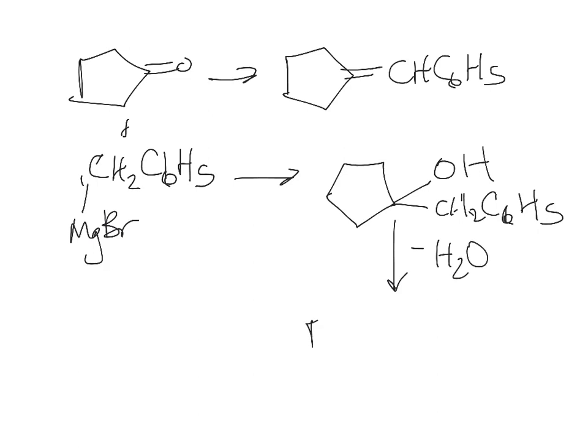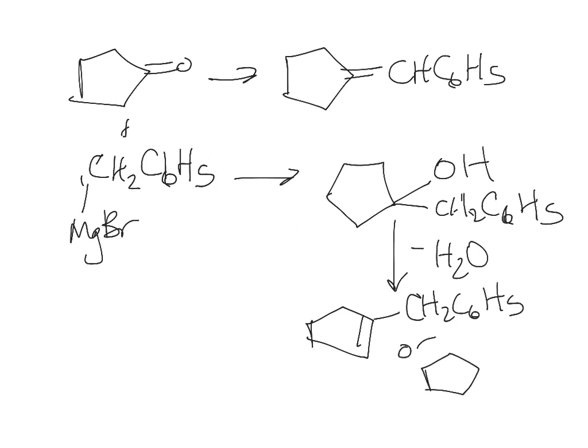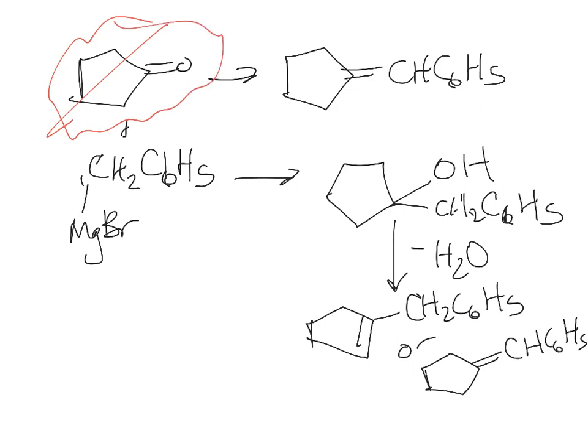The problem is the product that you end up with could be this one, or it could be this one. And one is not necessarily more substituted than the other. They're both tri-substituted. However, if you use a Wittig reagent and add a Wittig reagent to this guy up here, then you're going to know exactly where your double bond is. It's going to come out of the carbonyl carbon and go straight out.